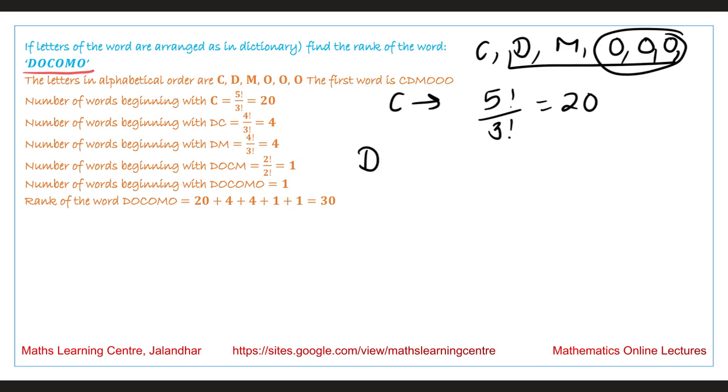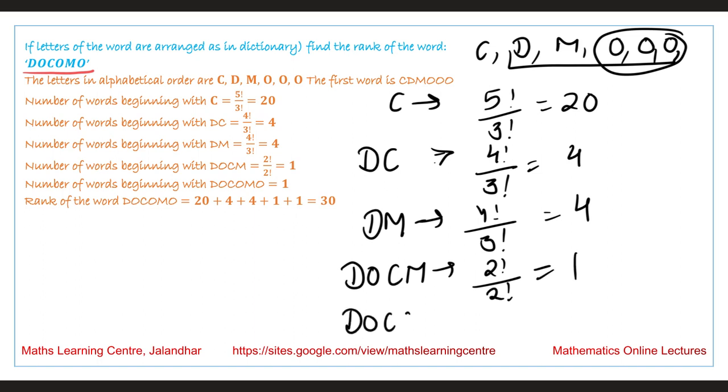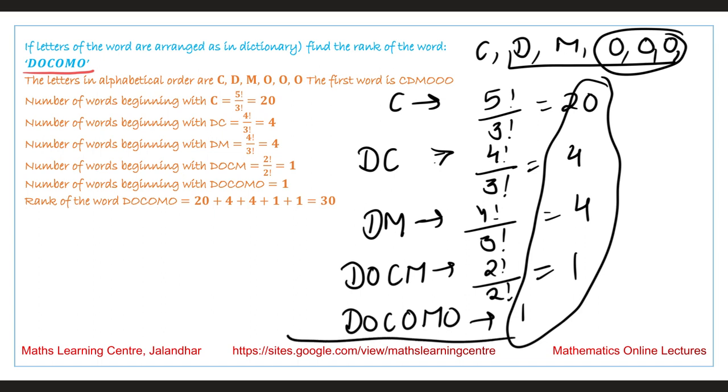Then the words which start with DC: the answer is 4 factorial by 3 factorial, that is equal to 4. Then which start with DM: the answer is 4 factorial by 3 factorial, that is equal to 4. Then DOCM: the answer is 2 factorial by 2 factorial, that is equal to 1. And last we obtain DOCOMO. The answer is 1. And the final answer, the rank of this word, will be the sum of all these, that is equal to 30.